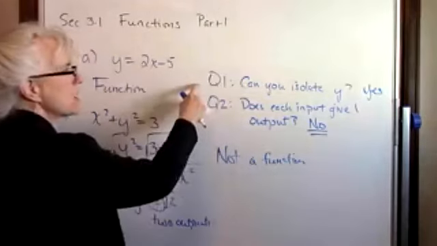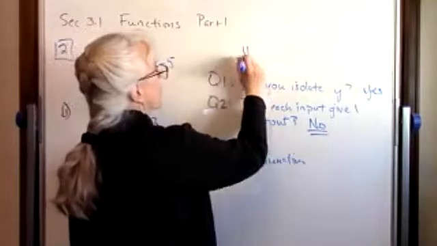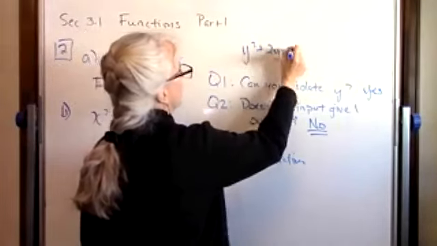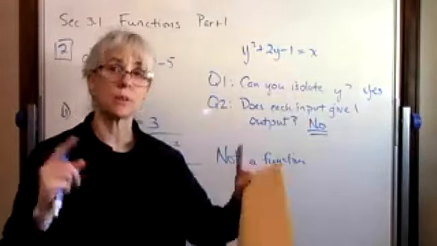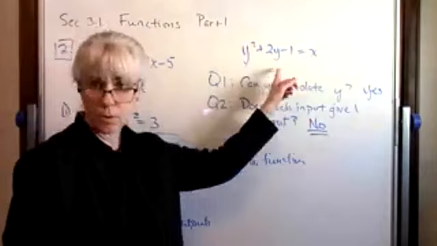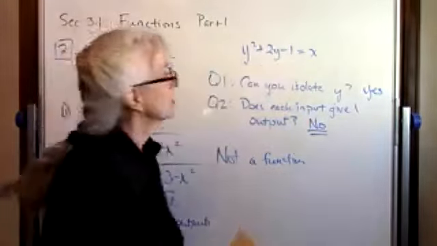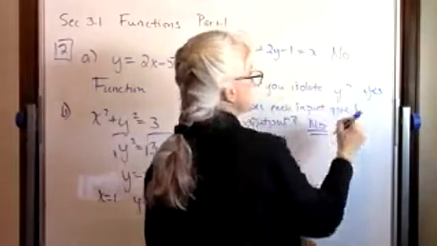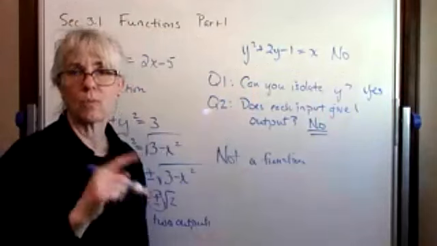So when would we not be able to do the isolation on the y? Well, you can't isolate y if you have something like y squared plus 2y minus 1 is equal to x. Because y appears as 2 different terms in 2 different degrees. One's a square and one's a first degree. You can't isolate the y there. So that one's also not a function. So most of the time in our class, we're going to be able to isolate it. It's really that, does one input give one output? That's the question.